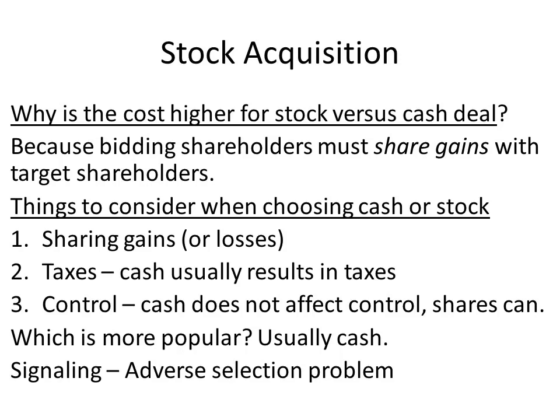So there are some things to consider when choosing cash or stock. The first is sharing gains or losses. I don't like to share gains, but I love to share losses. If I think the merger is going to be a loss producer as a manager, what should I do? Why, offer stock, of course. And then there are taxes. Cash usually results in taxes for the target shareholders, but stock does not.